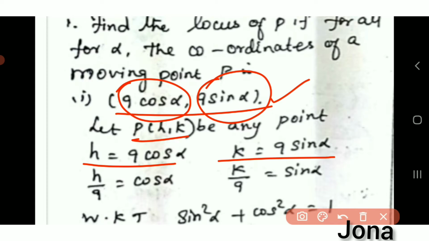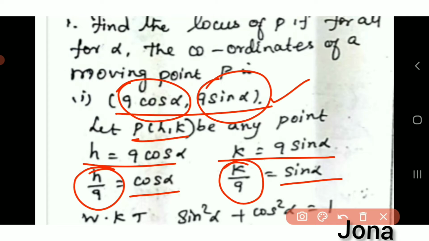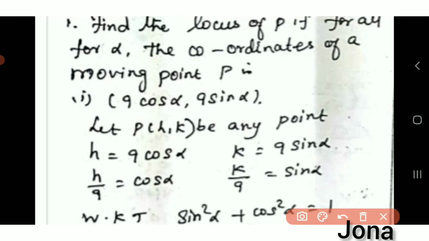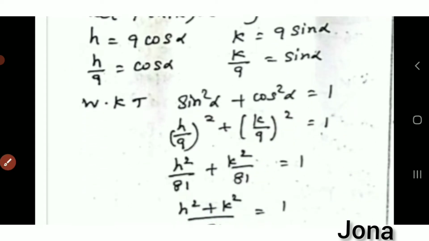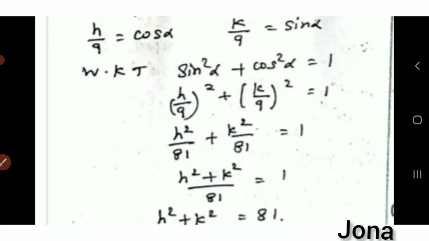From these two, I can have the values for cos alpha and sin alpha. Cos alpha is H by 9 and sin alpha is K by 9. We know the trigonometrical identity sin square alpha plus cos square alpha. So, I want to substitute the value of sin and cos here. So, instead of this, I can have the value for cos square alpha is H by 9 the whole square.